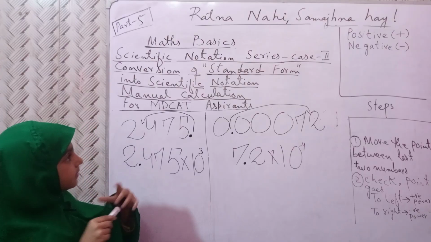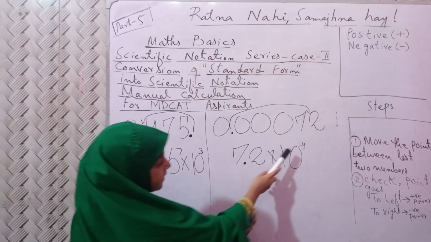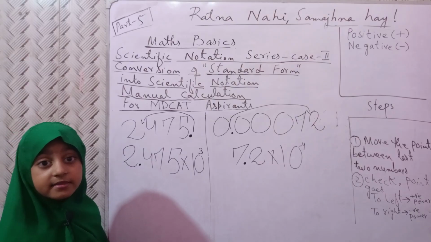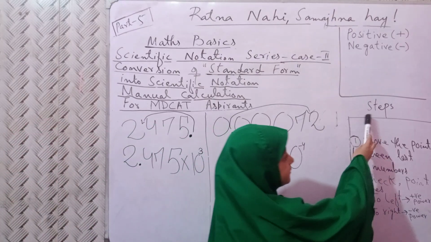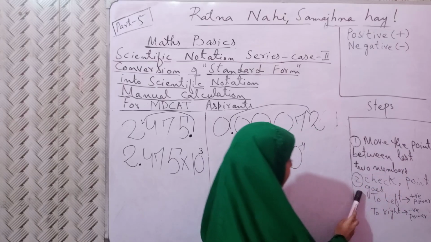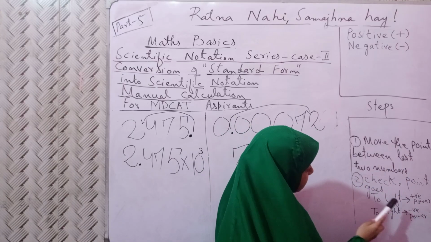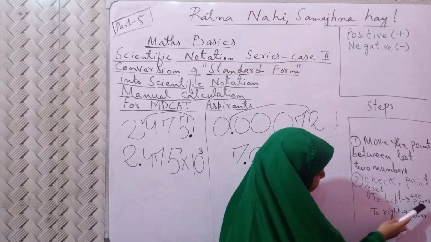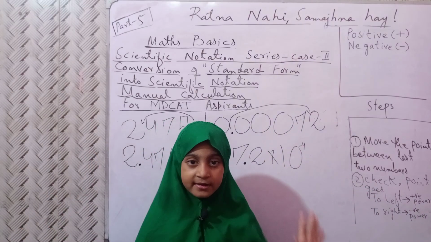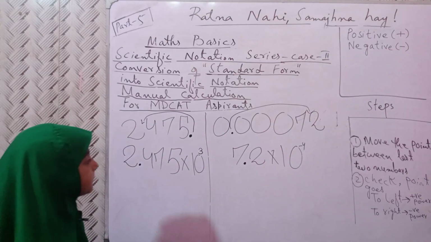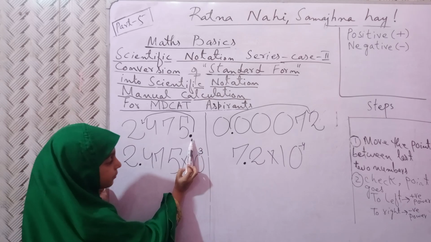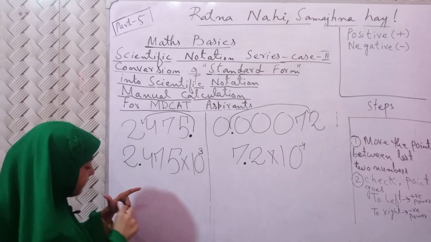Now see, there is positive power and there is negative power. Why? That's why there are rules too. First, move the point between the last two numbers. Second, check: point goes to left, positive power; to right, negative power. Look, it is my right hand side and it is my left hand side. Now let's do this. The point comes on the right hand side.